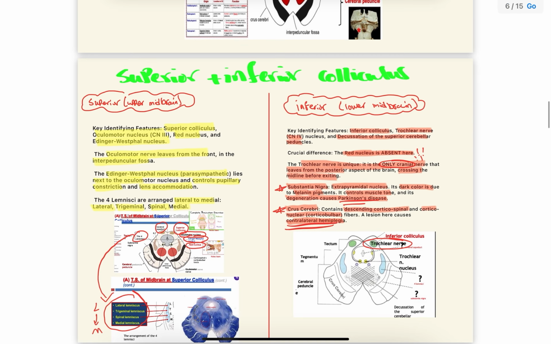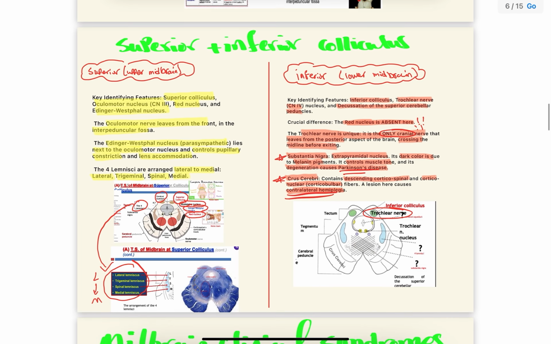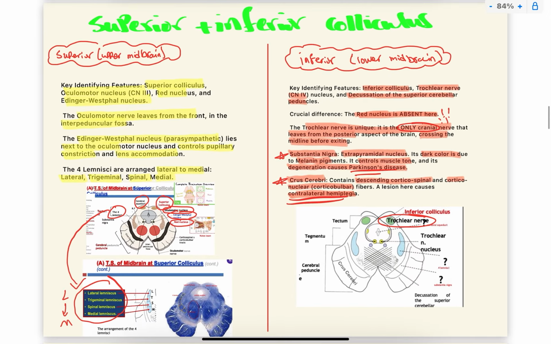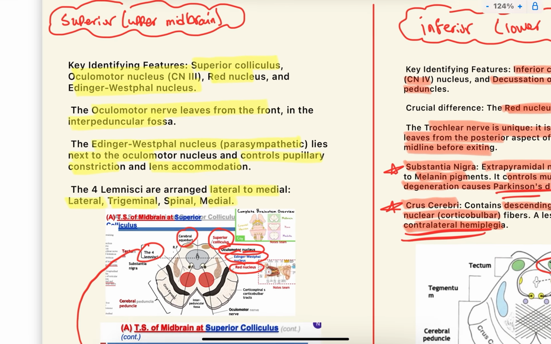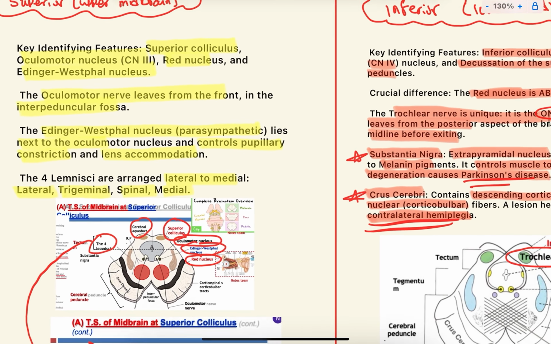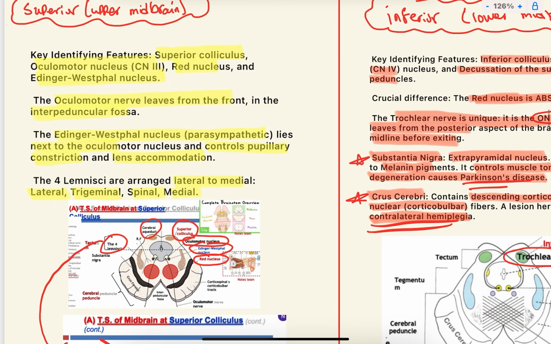Now, let's cut it and dive in depth. So let's talk about the superior colliculi or the upper midbrain and the inferior colliculi or the lower midbrain. Let's start with the superior one. What is the most important stuff that I will see here? If I'm cutting in the superior area, I will see the superior colliculus, obviously. And then I will see the oculomotor nucleus. Where is the oculomotor nucleus? Right here.